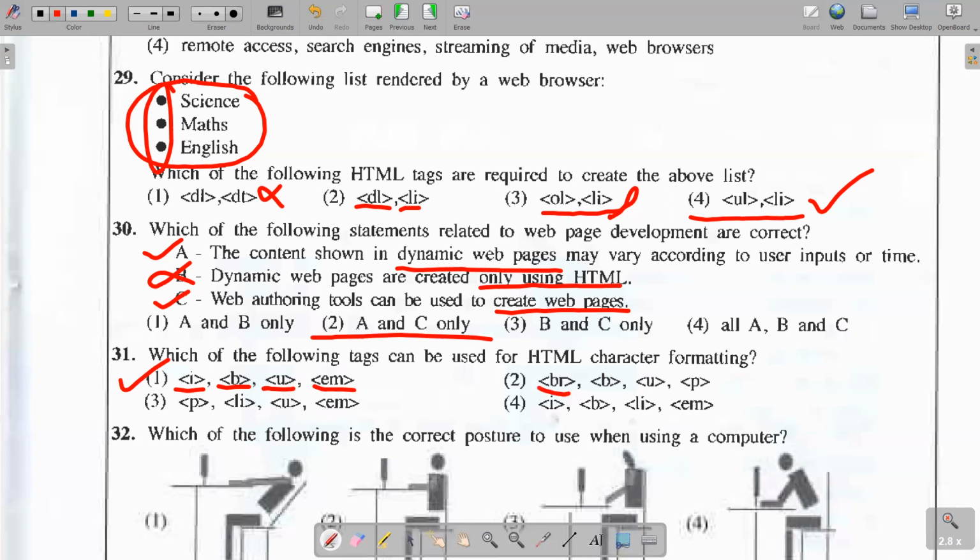Here they have used BR, which is not used to do any formats for the text. The P tag is to do the changes for the paragraph, so it is wrong. The LI is for list changes, for the properties of a list, so it is wrong again. So for 31, the first one is going to be the answer.